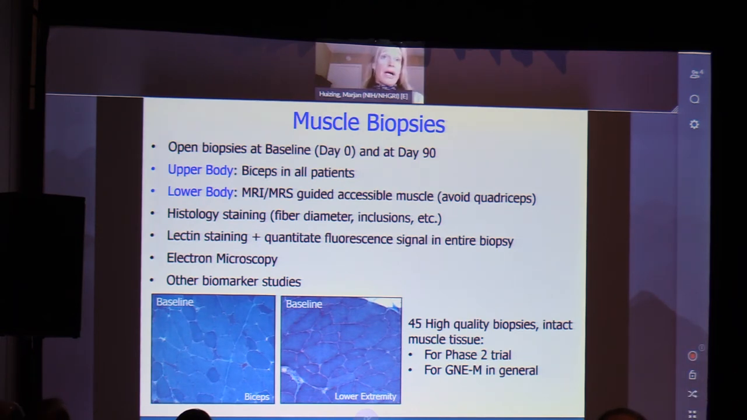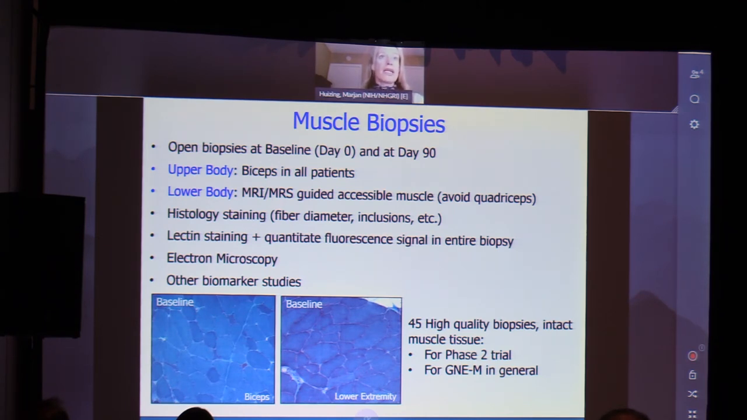So our biopsy images, you see them at the bottom, are very nice. The quality of the biopsies is nice. We got 45 high-quality biopsies of intact muscle tissue. Of course, it will be used for the phase 2 trial, but there is enough tissue left to share or collaborate with for future outcomes if other markers or investigations need to be done on GNE myopathy muscle tissue. Please contact us. We have it available.